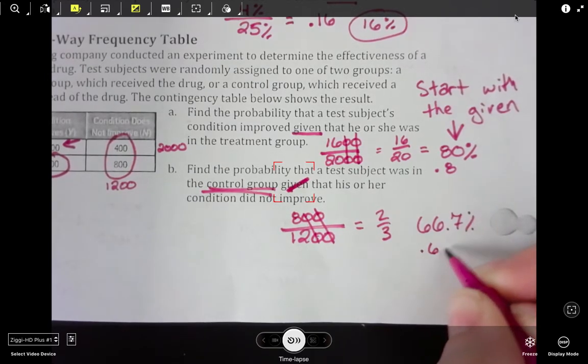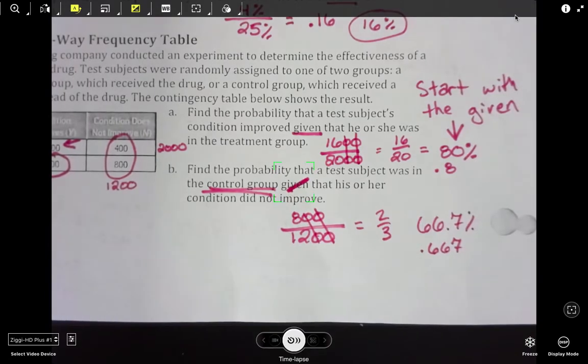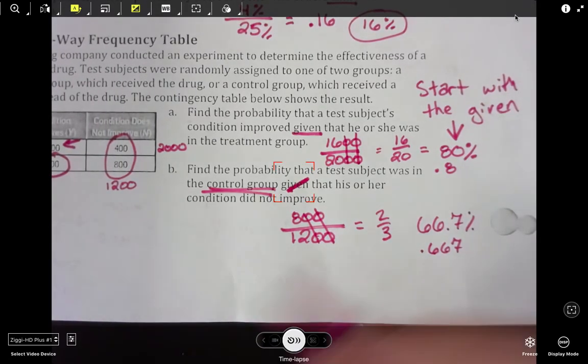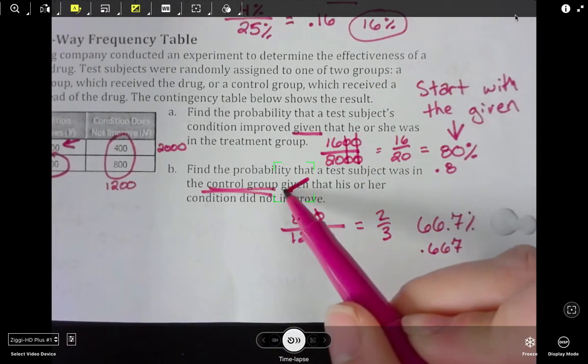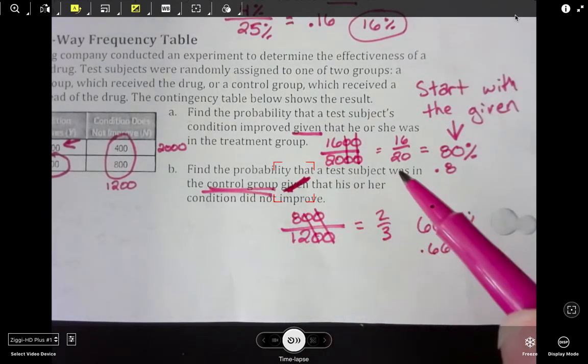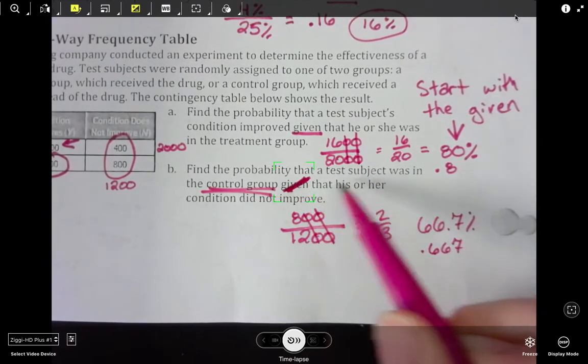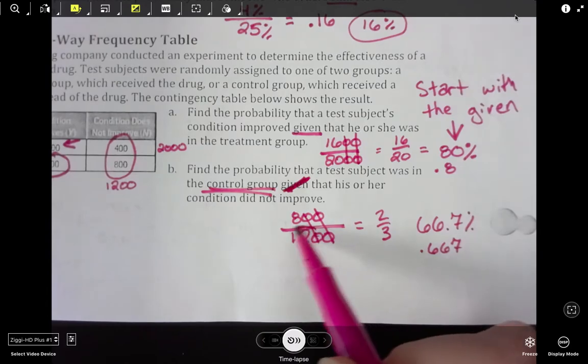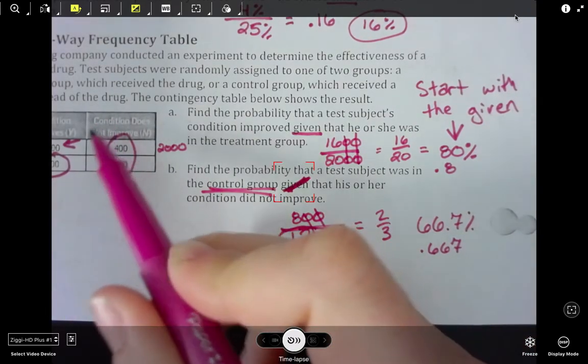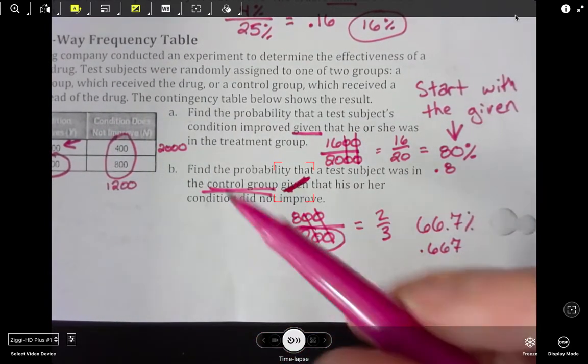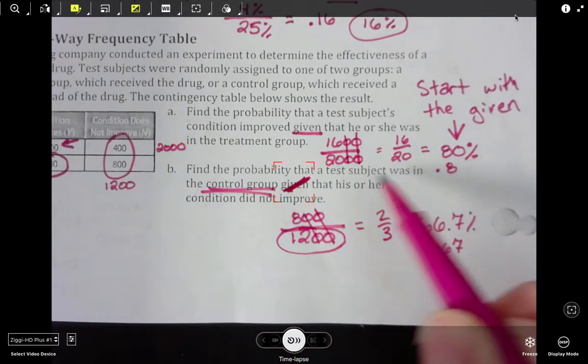0.667 basically. Okay, so doing these, you want to make sure that whenever it says the given, you start with what that is. Given that his or her condition did not improve, and that's what we put on the bottom. The condition not improving is those two together. And then you work backwards and you go to the other value.